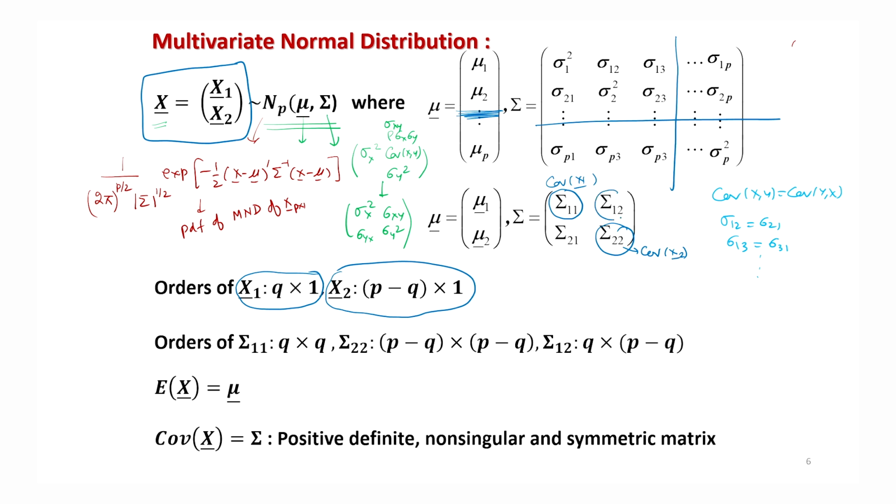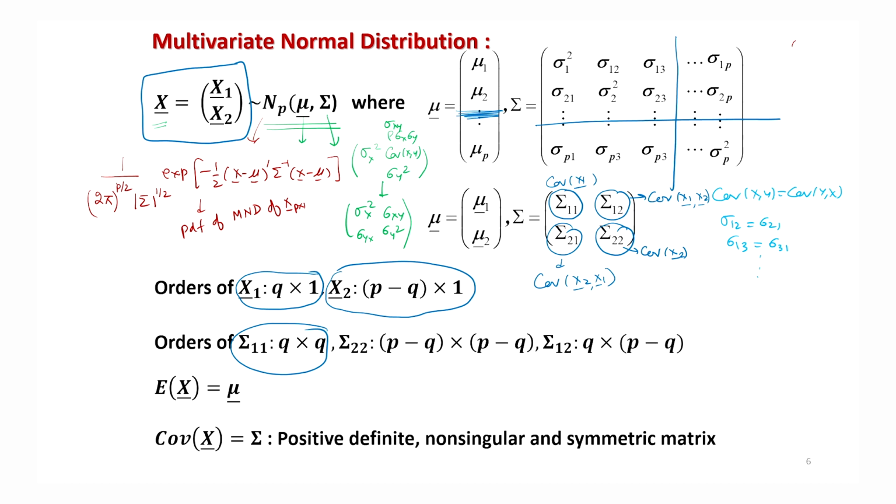And this is the covariance between the subvectors x1 and x2. And this is the covariance between subvector x2 and x1. Right. Now, what will be the order of sigma 11? Sigma 11 has q elements, so its order will be q by q.